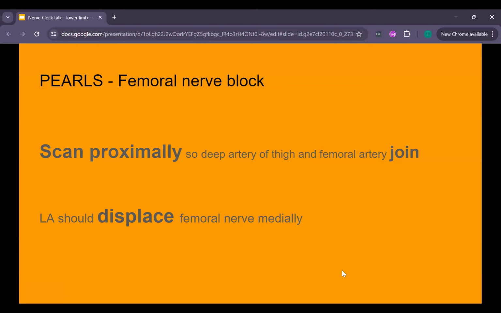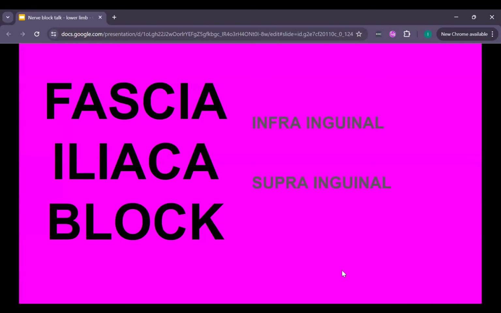And so lastly, we will finish up talking about the fascia iliaca block. So there's two approaches for this. There's the infrainguinal and the suprainguinal, using the inguinal ligament as a landmark. So we're either going infra or below the inguinal ligament, which is essentially just like a lateral femoral nerve block. Or we can do the suprainguinal approach, which we'll talk about the anatomy shortly, but there's a few things we need to watch out for just to reduce our risk of complications.